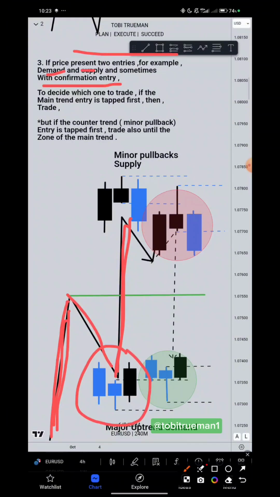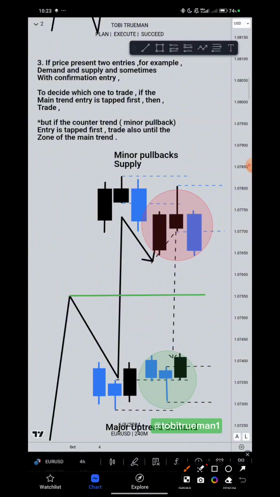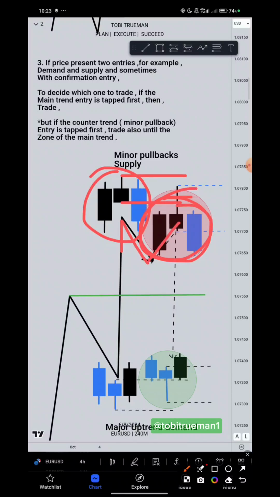Okay, now when price is trying to come back, probably to this demand zone, while price is making that move, it gives us a minor pullback. What the minor pullback gives us is a minor support. Then in that minor support, we can see price tap into it and give us our confirmation entry. The thing now is this: if after giving us the confirmation entry for the minor pullback, price taps into it and continues selling, we are going to sell until we get to what?